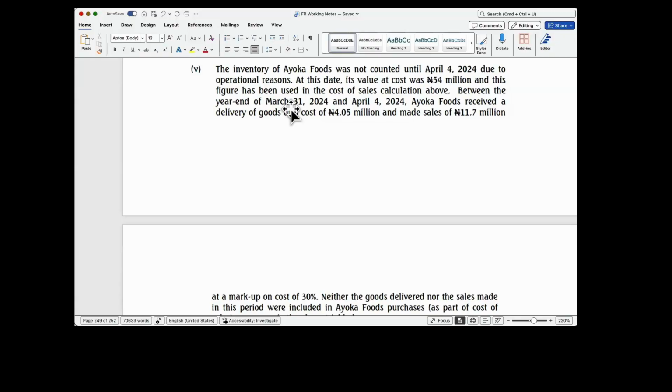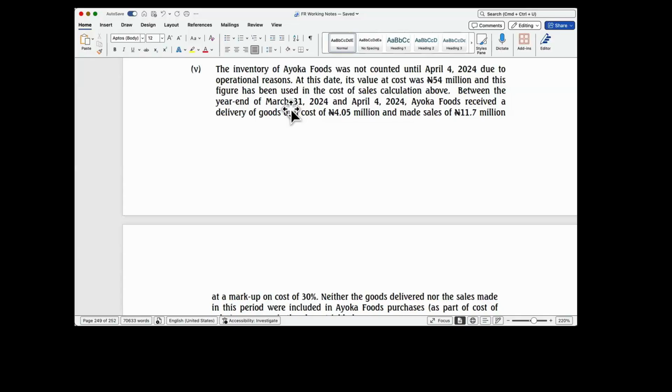So the inventory value we want to have is the inventory as at the year end, March 31st, 2024, except if you are told otherwise. That's the inventory value we want to have. But now they have included inventory of the next year. We need to make adjustment for that. And that's basically all we need to do here.